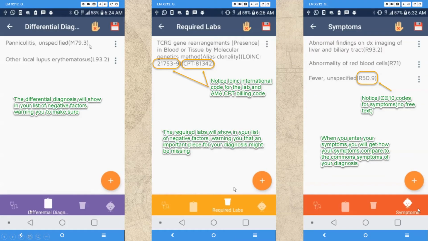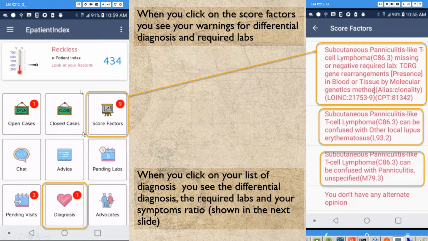In the tab for the differential diagnosis, you enter the ICD codes of the diseases that this disease can be easily confused with. In the required labs, you program the labs that are a good idea to have to certify a diagnosis, to avoid a misdiagnosis. And here you specify the symptoms of a disease for a patient to have the e-patient ratio.